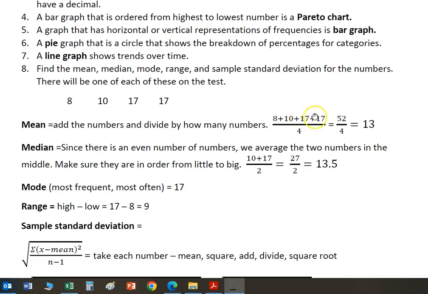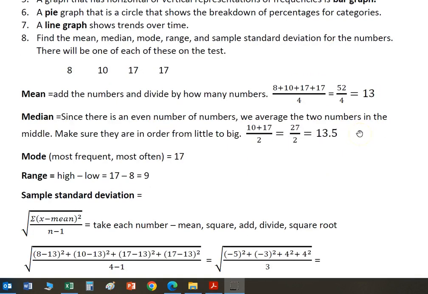Then we're going to get to our calculations. Number 8, find the mean, median, mode, range, and sample standard deviations. Each one of these will be its own question on the test.